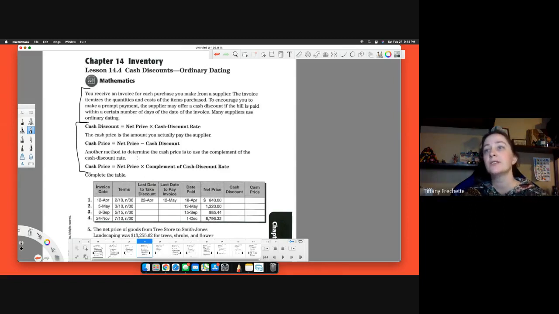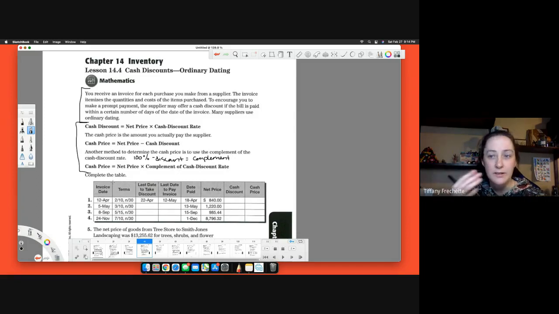Another method to determine the cash price is to use the complement of the cash discount rate. Remember, complement means that we do 100% minus the discount, and that gives us our complement. What that is, is the amount you pay instead of the amount discounted off or taken off. So this is just cash price equals net price times complement of cash discount rate.